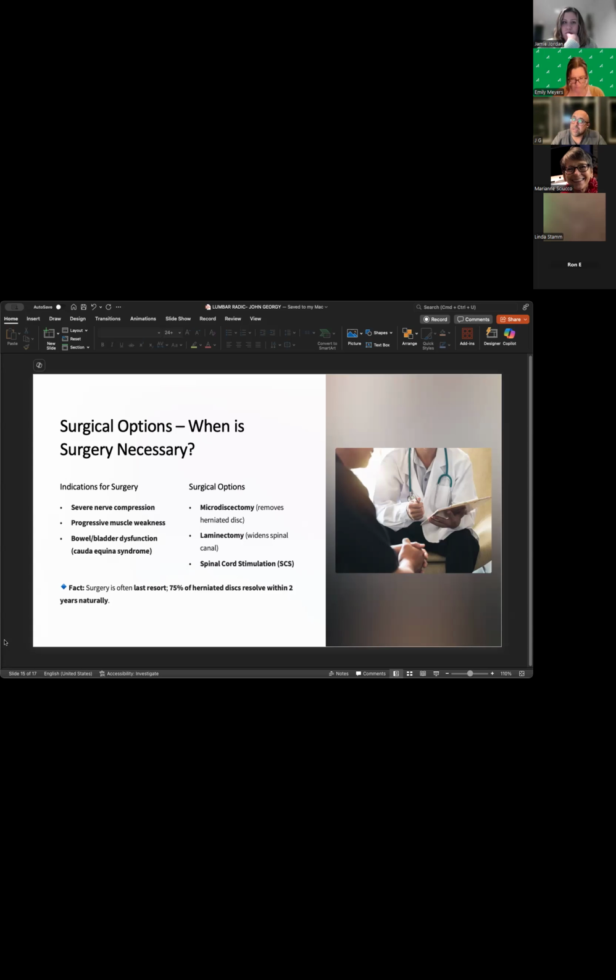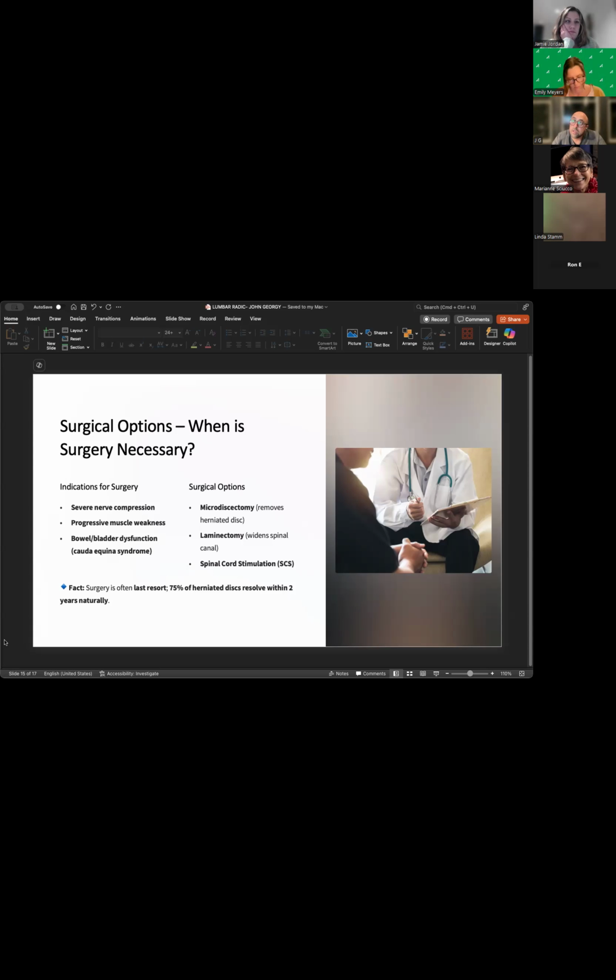So the indications for surgery are bowel and bladder dysfunction, which is a red flag, or progressive muscle weakness, and severe nerve compression. It all will add up on exam, and if all those conservative things were not successful. The surgical options that are widely given, but it all depends on the situation, is microdiscectomy, where they take a bit of disc out with a minimally invasive approach to get it off of the nerve that's being compressed or irritated.